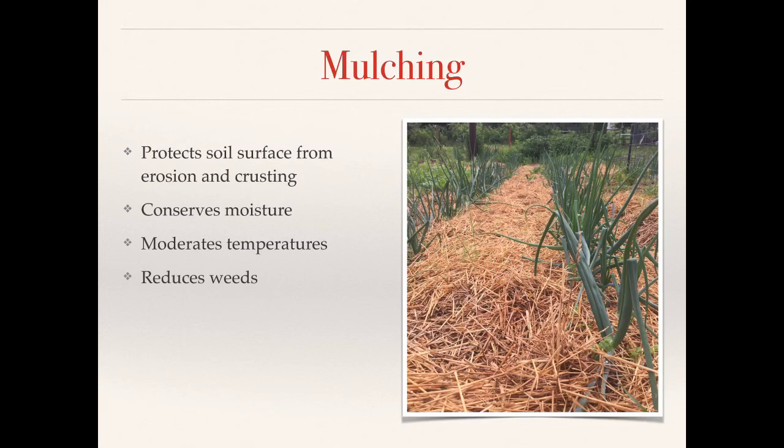Mulch is also going to help you reduce weeds. If you look at this picture, you see a few weeds popping up, but they're really of little consequence because they're so sparse. If this soil was bare, this would look entirely different. The weeds would probably be outgrowing these onions, but by having this thick layer of mulch, we don't invite the weeds. We don't create a niche for weeds to thrive. Weeds thrive in bare exposed soil, not in heavily mulched soils.